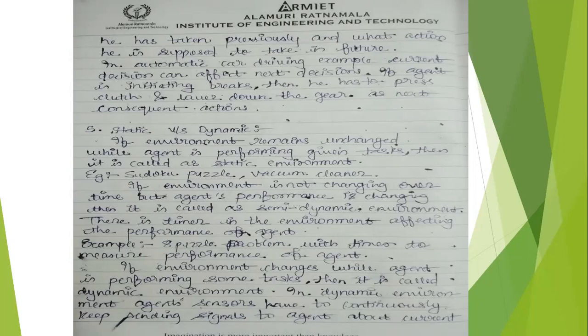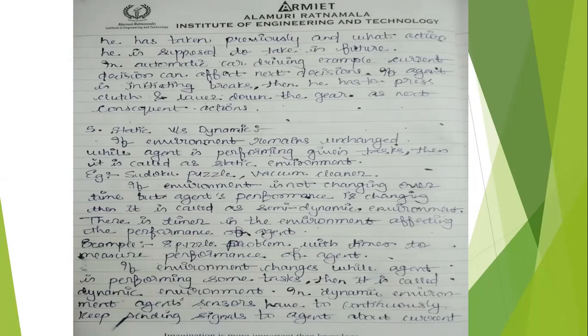If the environment is not changing over time, but the agent's performance is changing, then it is called semi-dynamic. Means the environment is constant, but the agent's performance is changing. Feedback system. So we call it a semi-dynamic environment. There is a timer in the environment affecting the performance of the agent. According to that timer, if less time and more output, the performance of the agent is good, and accordingly the performance is judged. Okay. Example: 8 puzzle problem with a timer to measure performance of the agent. How much time is the agent able to solve the 8 puzzle problem?